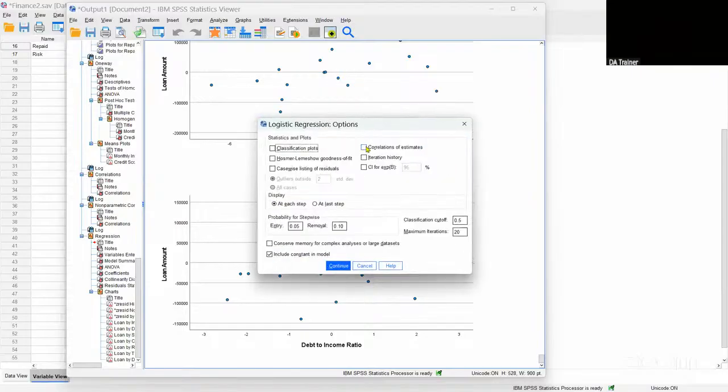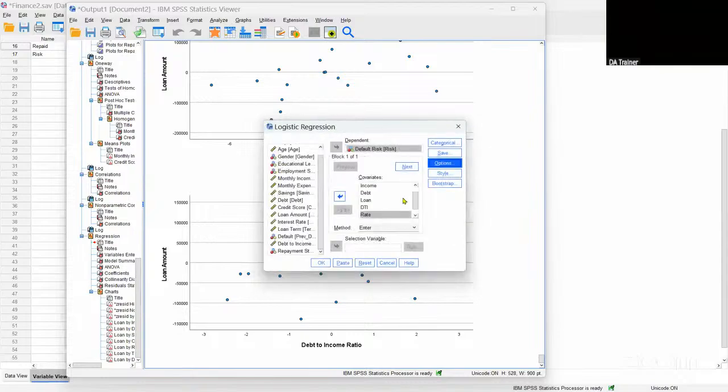Let's check the options we have. Let's look at some plots there. You can go with classification plot. Correlation estimate. Let's see that. Activate confidence interval. Let it be at each step. Classification cutoff. Okay, we're good with that. And then everything is okay by me. Let me look at category. What is here?